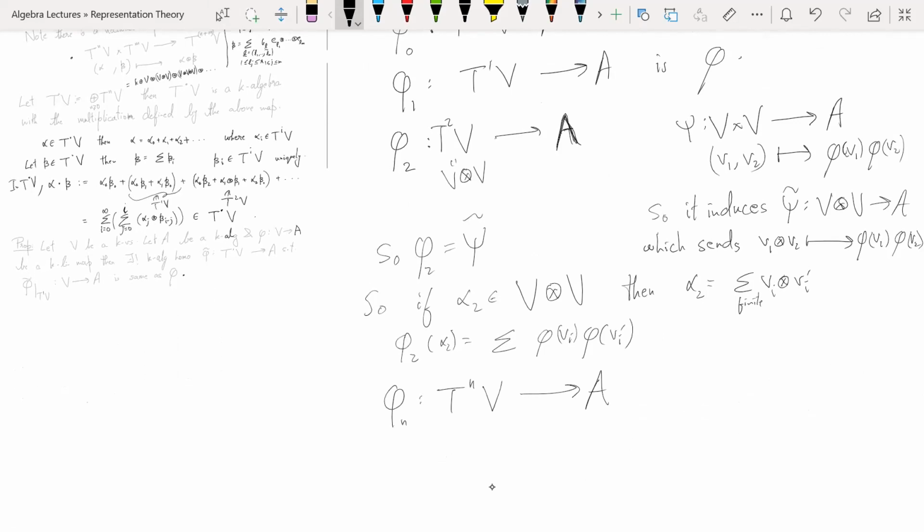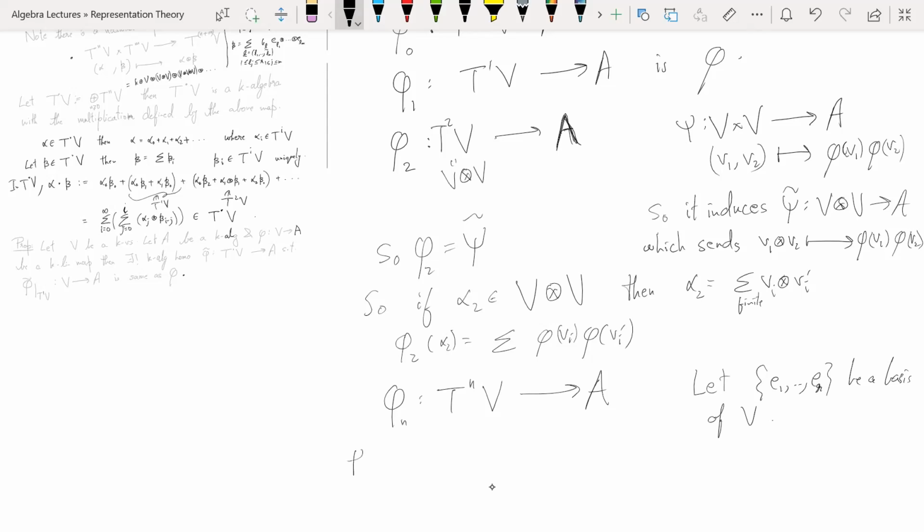So let e1 to er be a basis of V. Then we know what a typical basis vector here looks like. You just have to take tensors of e_i1 to e_ir, the n-th tensor power.